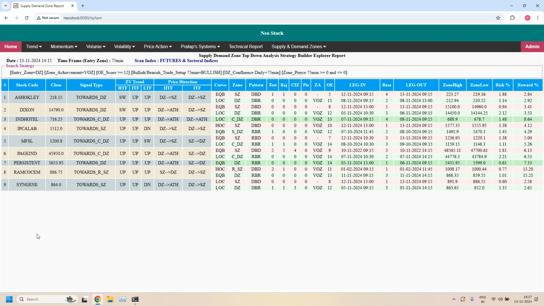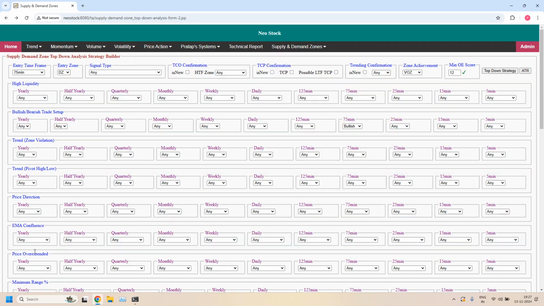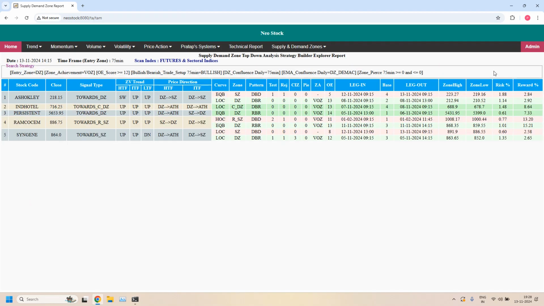So that's why if the daily demand zone is having daily EMA confluence, they are even more high probability setup stocks. So out of these 9, we need to filter. So in the EMA confluence, at daily time frame, daily demand zone with daily EMA confluence, we got 5 stocks. All these 5 stocks are even more high probability setup supported stocks.